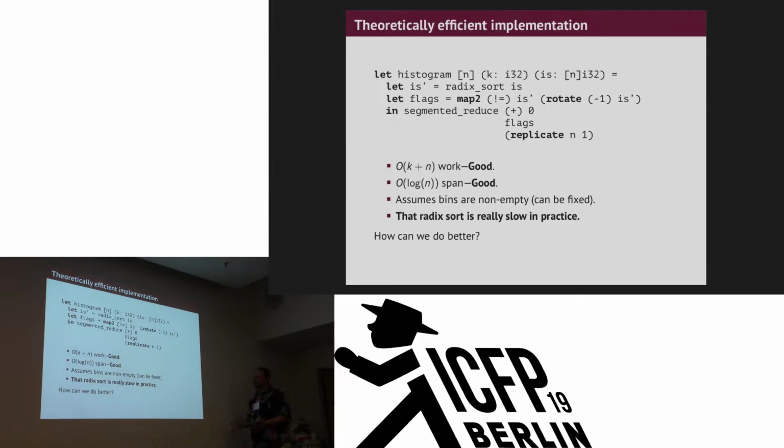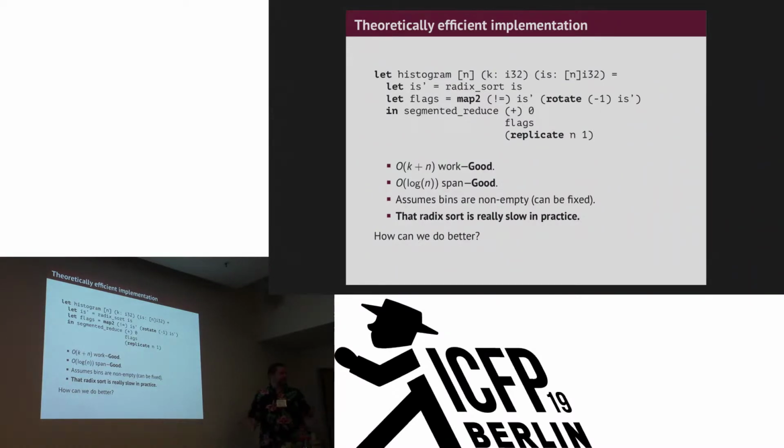A theoretically efficient implementation looks like this, where we first sort all the indexes with a radix sort, or whatever other sorting algorithm we want, but we use radix sort to make the constants and asymptotics work out. Then we compute where we switch from one bin to the other, so where neighboring elements are different in the sorted array. This can be done with some maps and rotates. And then we do a segmented reduction where we sum up each chunk of equal elements, so counting up how many occurrences exist. So this is O of k plus n work. It can be shown, and this is because the radix sort is of course linear time.